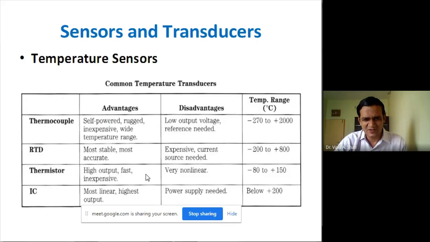Thermistor has high output. It is fast and inexpensive. It gives us a very non-linear graph. That is the only disadvantage of it. So we have to utilize the linear portion of our thermistor for measurement of our temperature. And it falls within the range of -80 to plus 150 degrees Celsius. So within this, we can measure the human body temperature. Certain ICs are there, which are integrated circuits, where we need some power supply as a source to activate those ICs, and then we can measure temperature below 200 degrees Celsius.